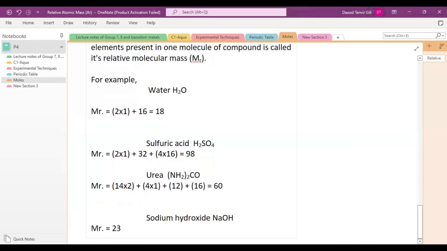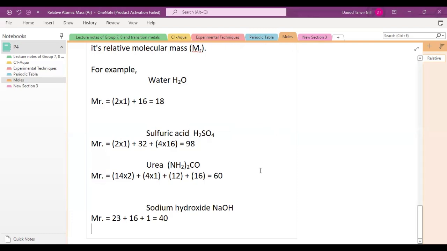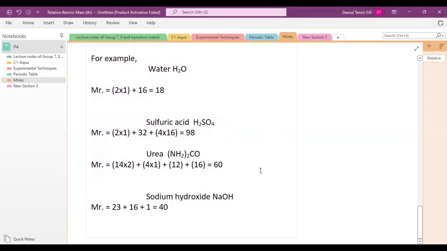We'll add 23 plus 16 plus 1. Let's check what we get. 40. So the MR of sodium hydroxide is 40. Limestone.